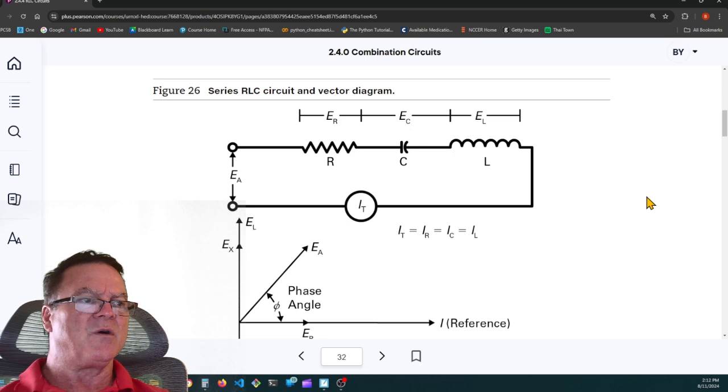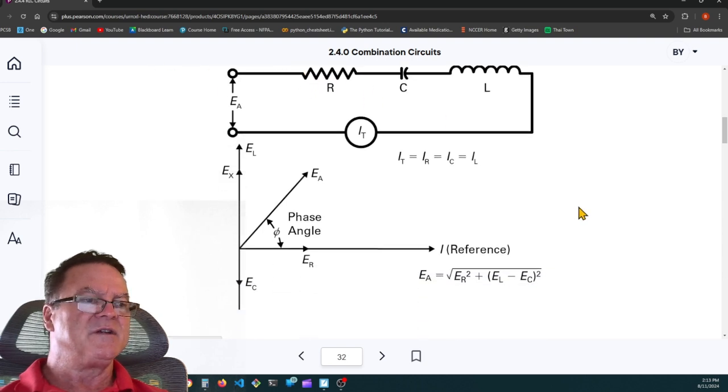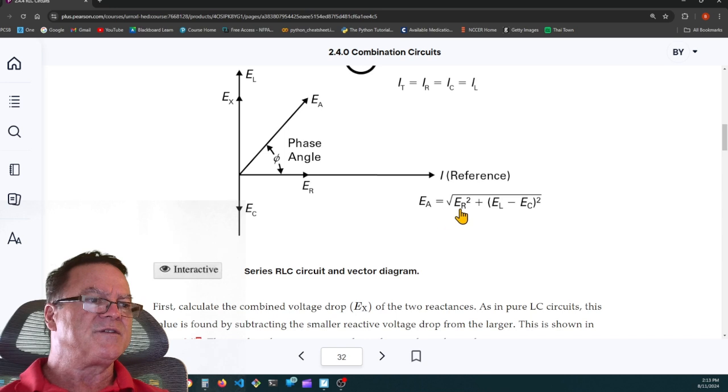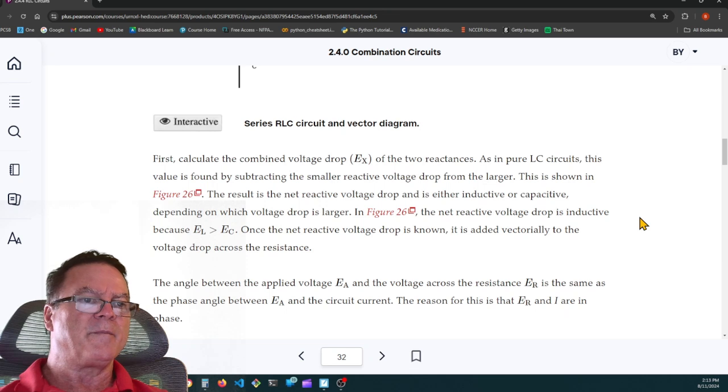So we did one of these already. I showed that you subtract the smaller from the larger between the capacitive reactance and the inductive reactance, and then you use Ohm's law and the Pythagorean theorem to find the impedance between those two. So ER squared plus (EL minus EC) squared, there's your formula. And you can do the same thing with impedance. You can say the impedance equals the square root of R squared plus (XL minus XC) squared.